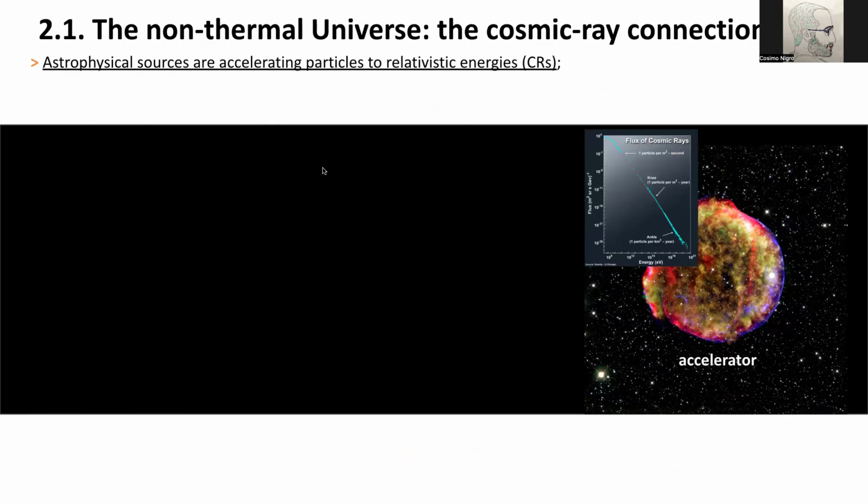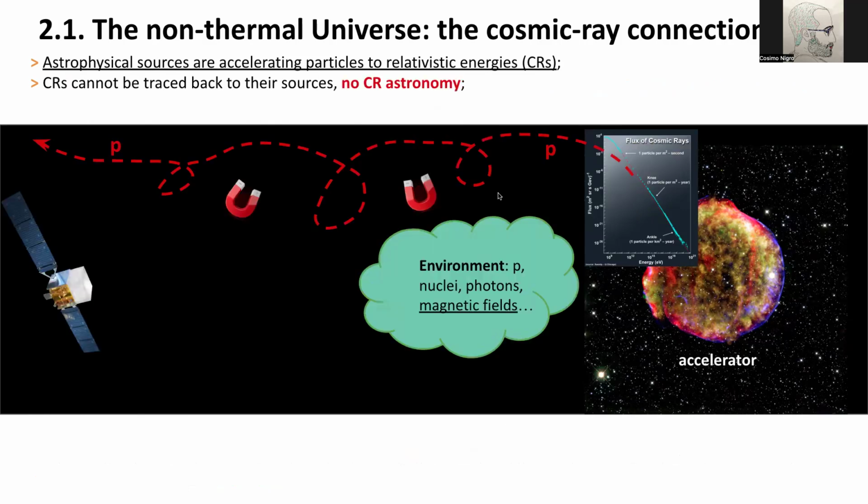So we know for a fact that astrophysical sources are accelerating particles to relativistic energies, right? Somewhere within these astrophysical sources, particles are produced in this power law-like spectrum. But the issue is that both in the environment around the sources and in space, there are magnetic fields that basically change the trajectory of these particles. As you know, a charged particle will start to spiral in a magnetic field.